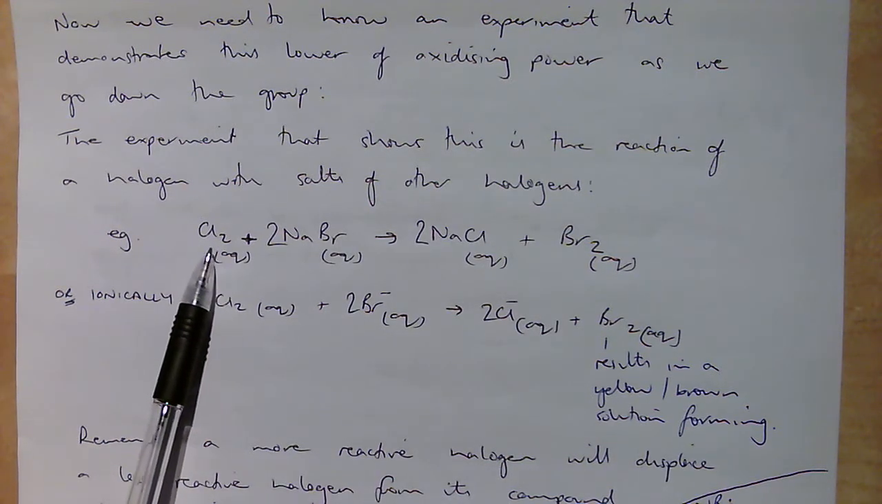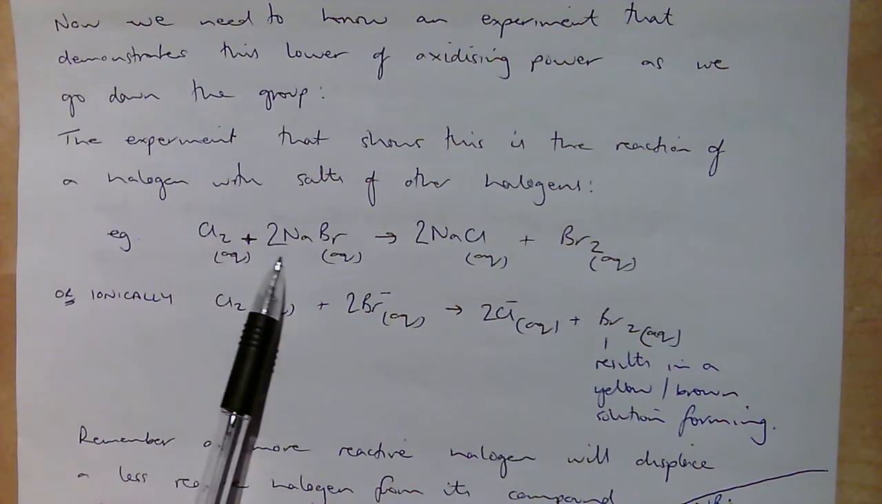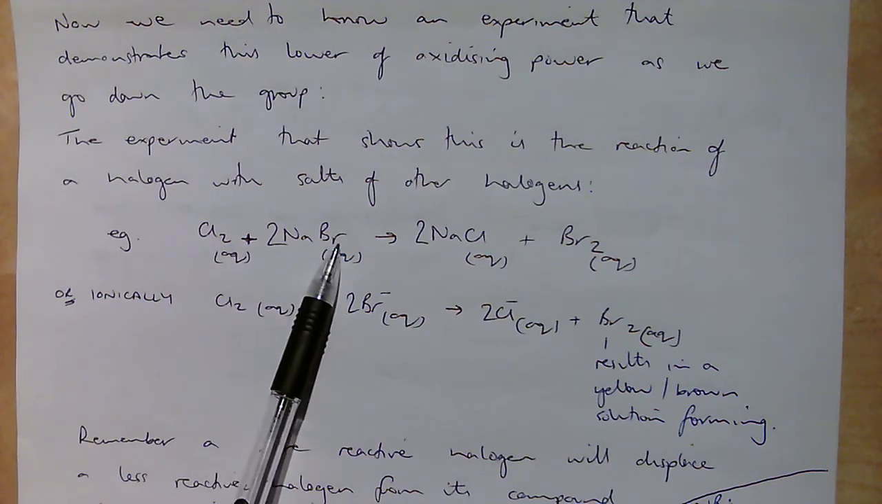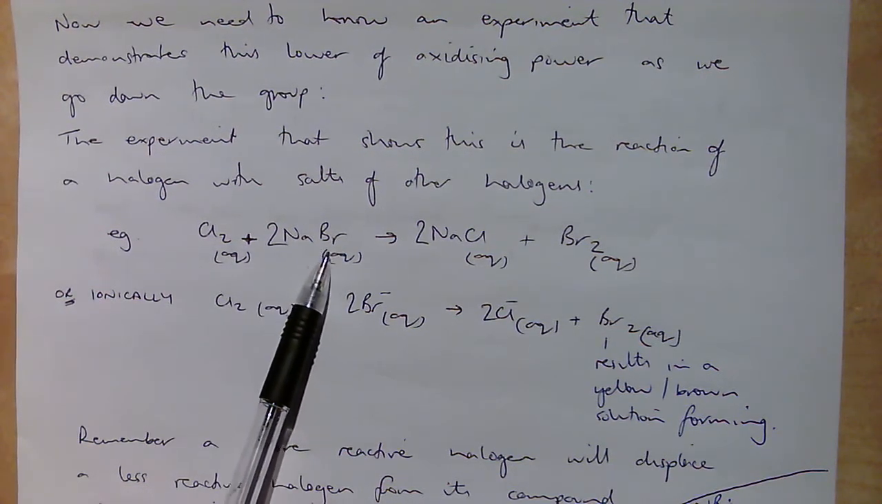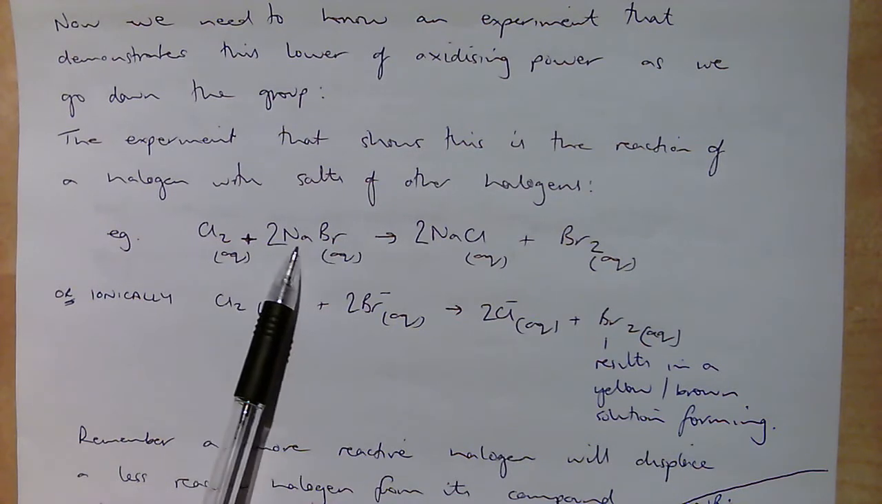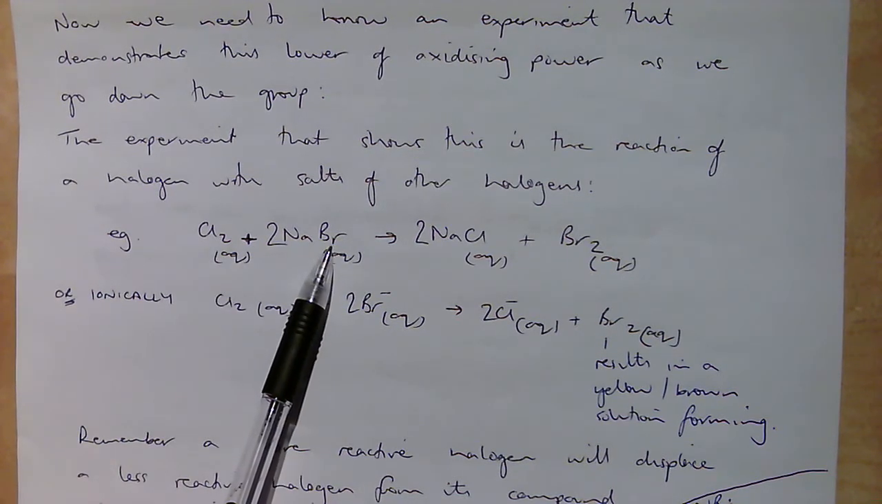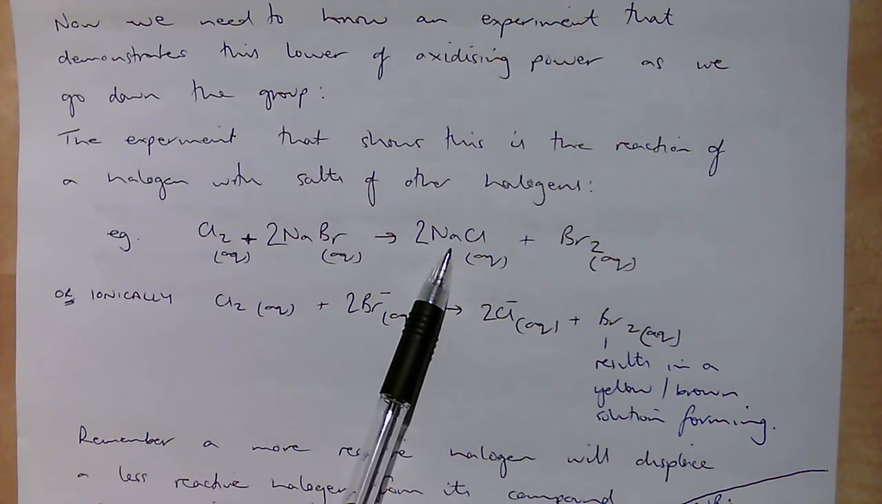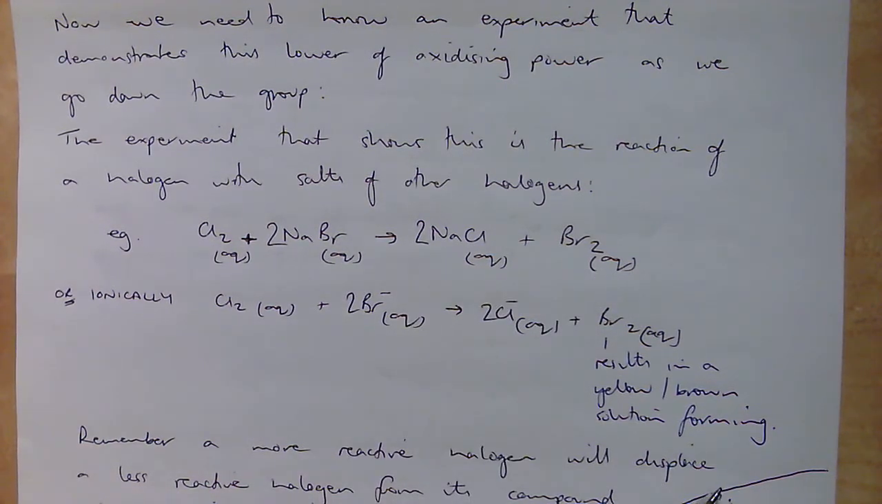So there's my halogen, Cl2, reacts with sodium bromide. That is a salt of the bromide halogen, and because the chlorine is more reactive than the bromine, okay, it will displace it, so we end up with sodium chloride and Br2. Okay, so ionically, Cl2 aqueous plus 2Br- aqueous goes to 2Cl- aqueous plus Br2 aqueous.